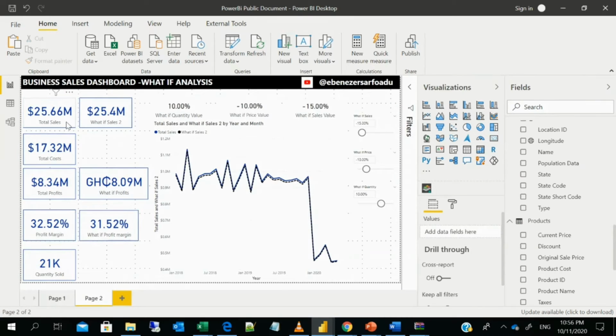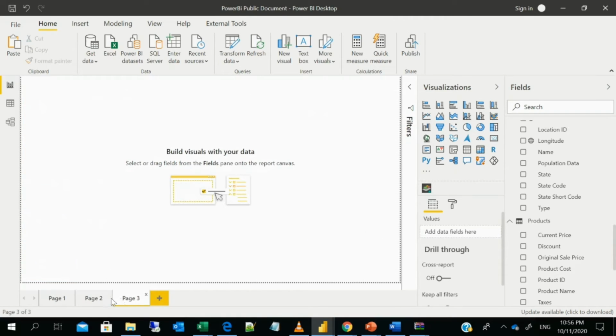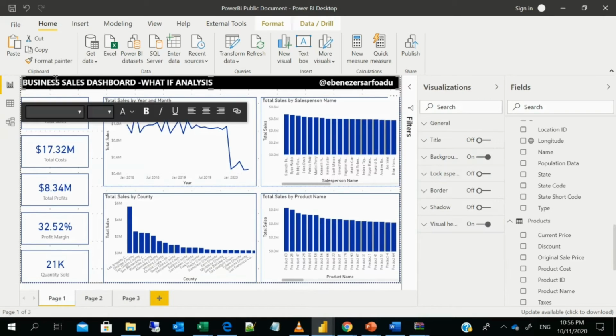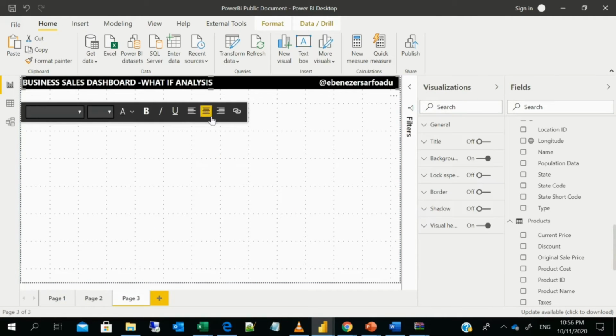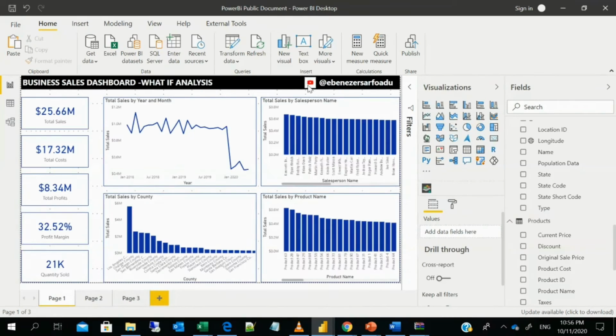All right. Let me probably start over and help you understand some of the things we have here. So maybe let's bring our dashboard here. Okay. So what if analysis? So the question we are asking is, what if our prices reduce by a certain percentage? Or what if our quantities reduce by a certain percentage? Like I said, this is scenario planning.